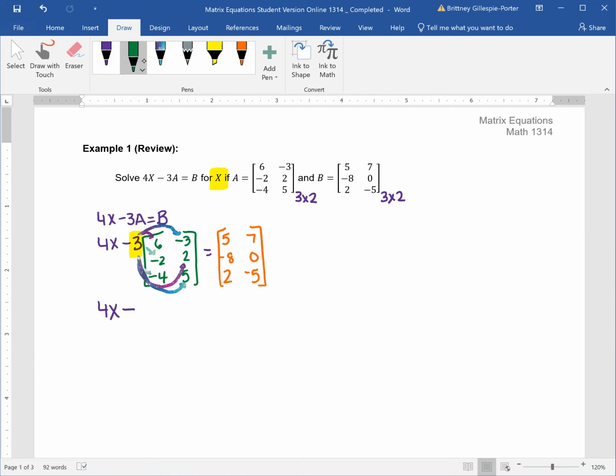3 times 6 gets us 18. Moving across the top row, 3 times -3 is -9. 3 times -2 is -6. 3 times 2 gets us 6. 3 times -4 is -12. And 3 times 5 is 15. And that's still equal to the other matrix on the other side.